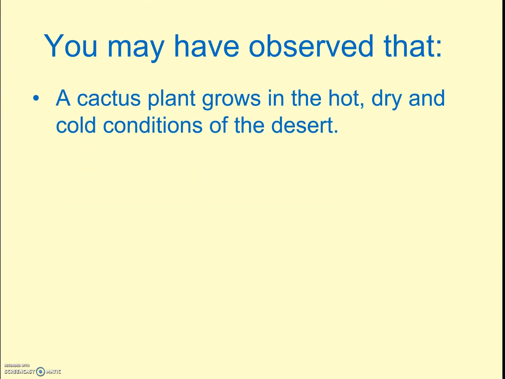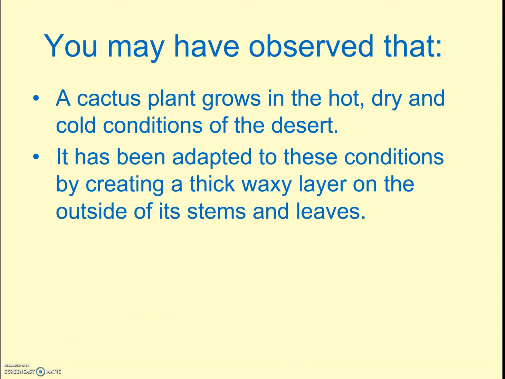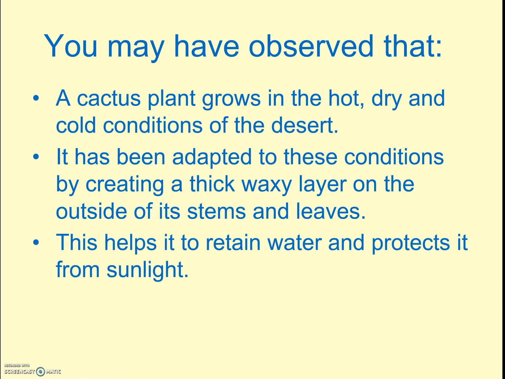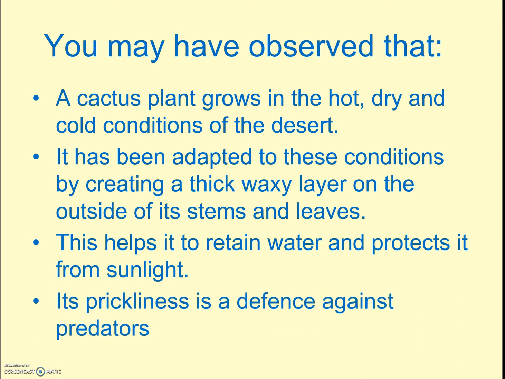You may have observed that a cactus plant grows in the hot, dry, and cold conditions of the desert. It has been adapted to these conditions by creating a thick waxy layer on the outside of its stems and leaves. This helps to retain water and protect its tissue from intense sunlight. Its prickliness is a defense against predators, and they have the capacity to absorb water really quickly because they have shallow roots.